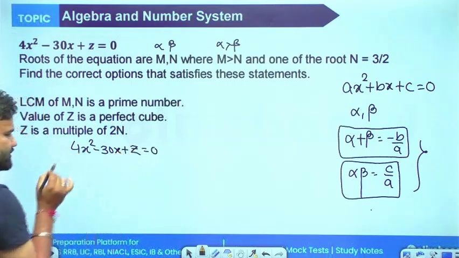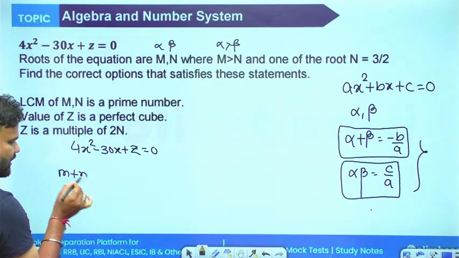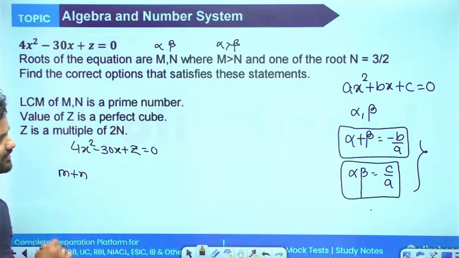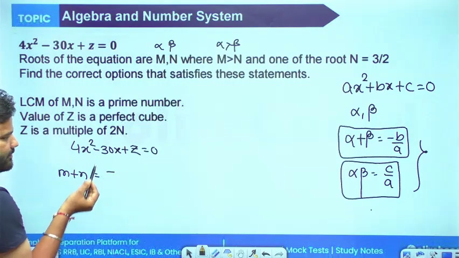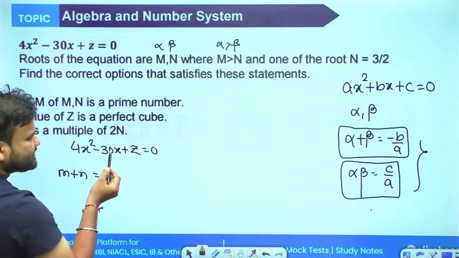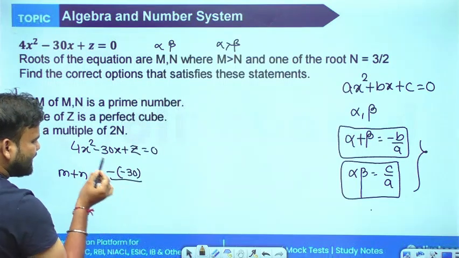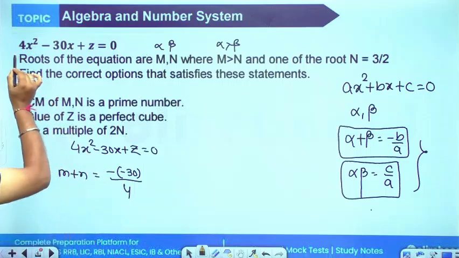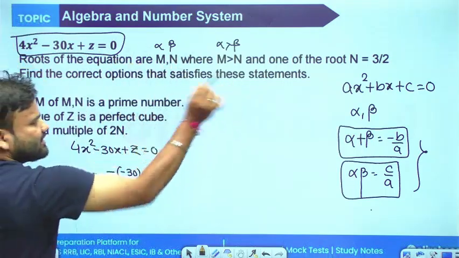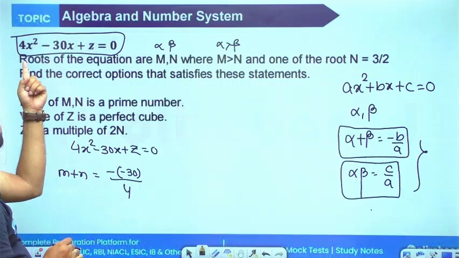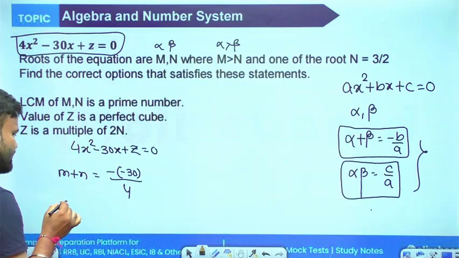Fine. So what is the sum of roots? Sum of roots means m plus n, alpha plus beta. Roots are m and n. So alpha plus beta will be equal to minus b by a. What is the value of b? B is the coefficient of x, so that is minus 30, by what is a? A is 4. On comparing this identity with that general form, a is 4, b is minus 30 and c is z. Fine. So this is m plus n.